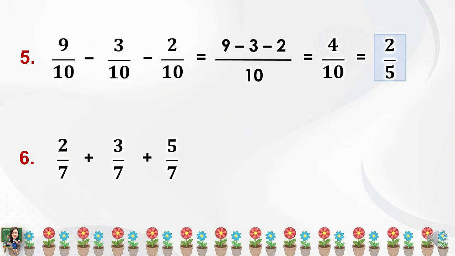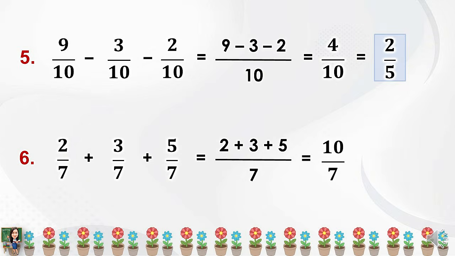And for number 6, 2 sevenths plus 3 sevenths plus 5 sevenths. These are similar fractions. Simply add the numerators. 2 plus 3 plus 5, then copy the common denominator 7. 2 plus 3 plus 5 equals 10. 10 over 7. As you can see, the numerator is bigger than the denominator. So this is an improper fraction. Change it to a mixed number.